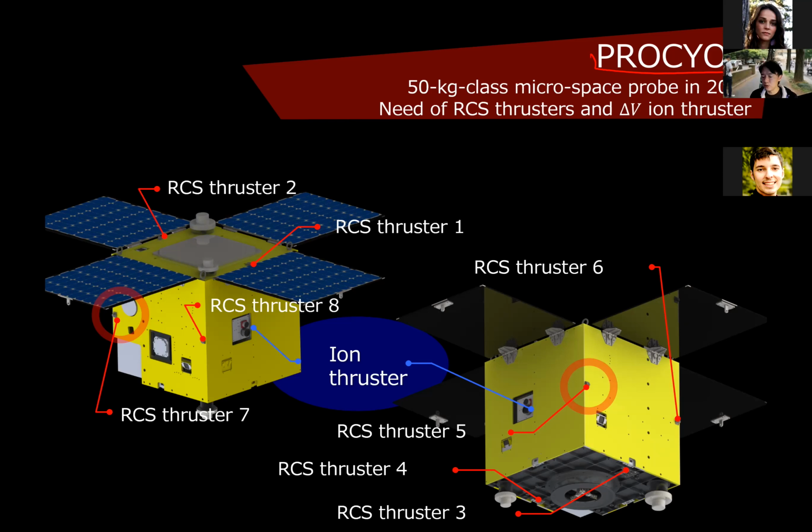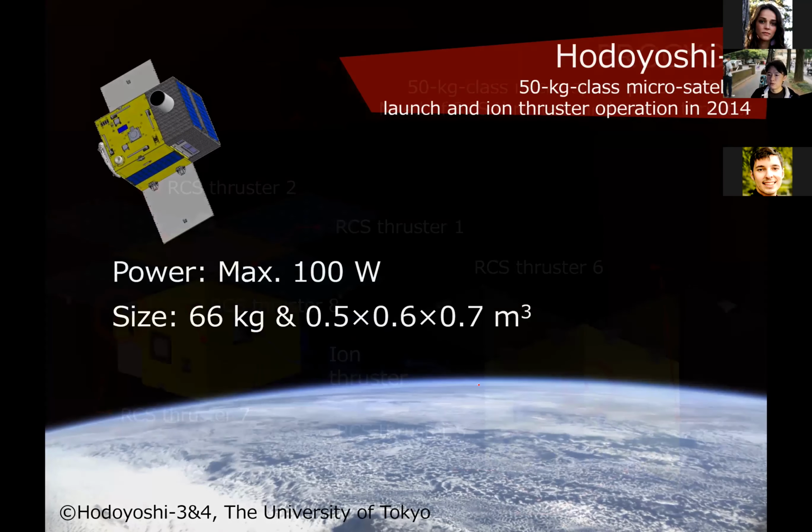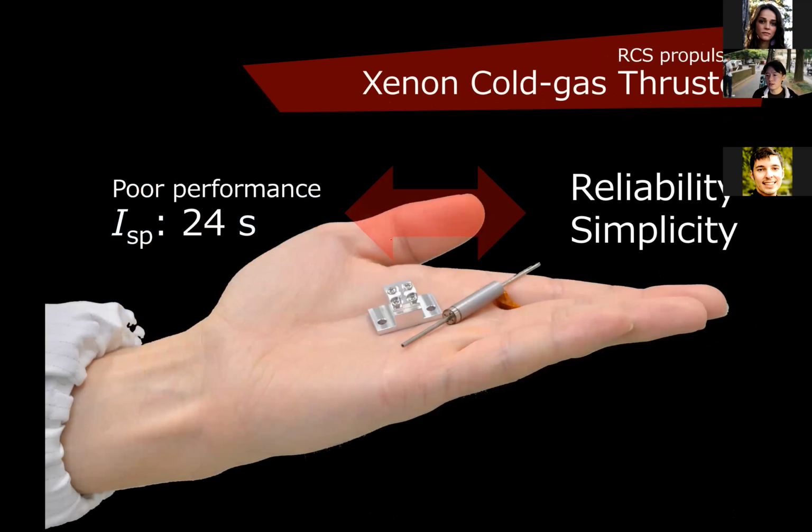In this project, we needed an RCS thruster. This is a thruster to control the angular momentum of the satellite. And we also needed the ion thruster here. This satellite has almost the same size as the previous one. However, for this PROCYON, we needed to equip a lot of RCS thrusters. To realize that, we selected this thruster, a xenon cold gas thruster.